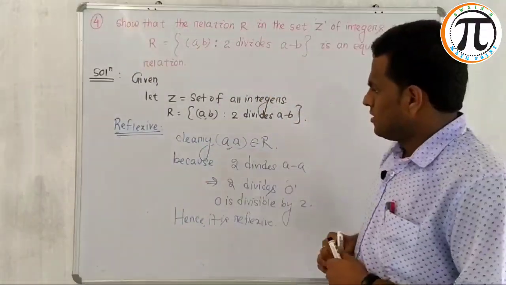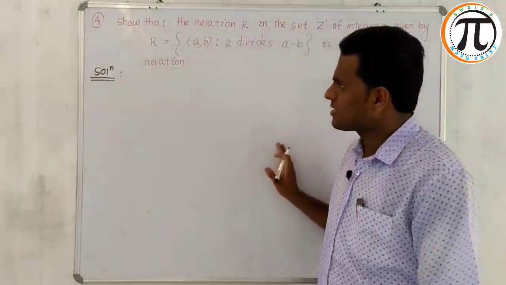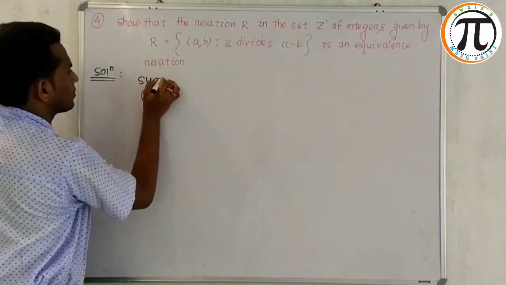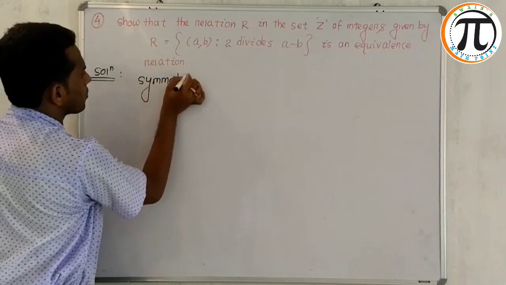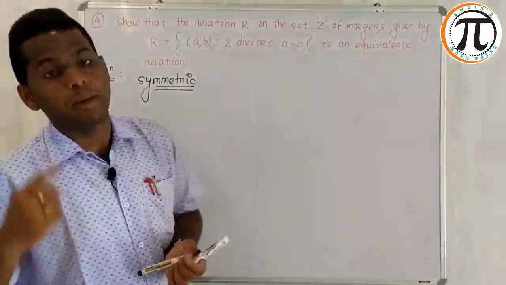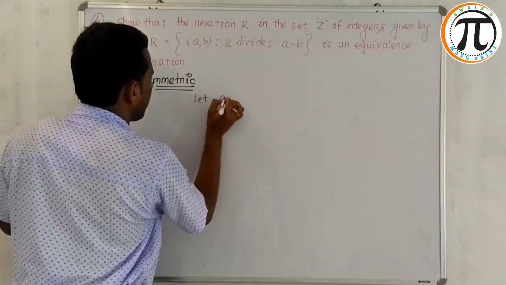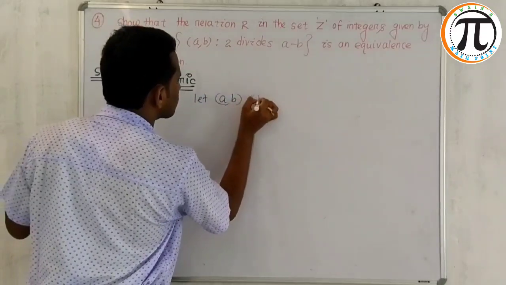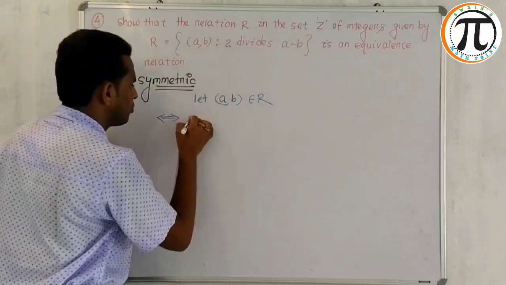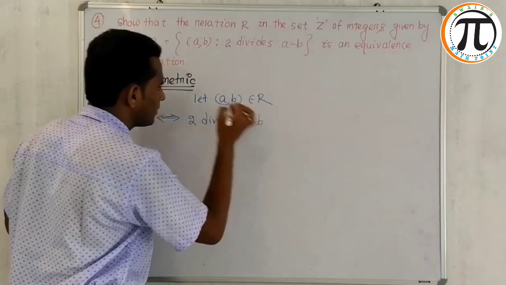Okay, so first thing, write this note. Look, coming to next, we'll check symmetry. Next we'll check symmetry. Reflexive is done. Next target is you have to prove that it is also symmetric. Look, what will happen in symmetry? If (a, b) belongs to R, then (b, a) belongs to R. So that's why first take, let (a, b) belongs to R. Its meaning is what? 2 divides a minus b.